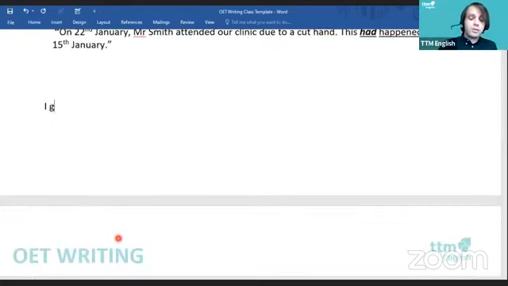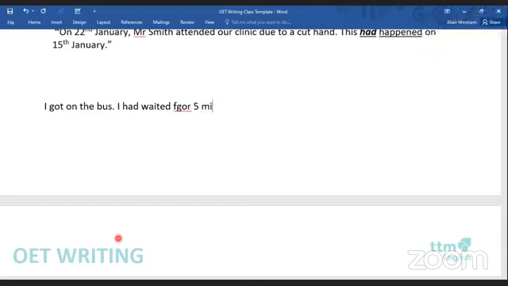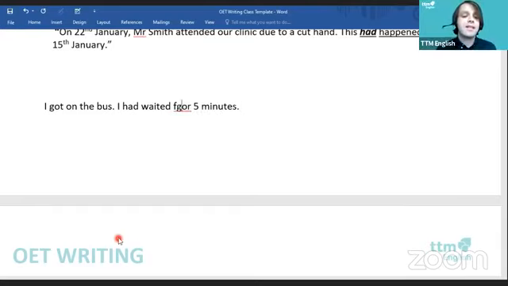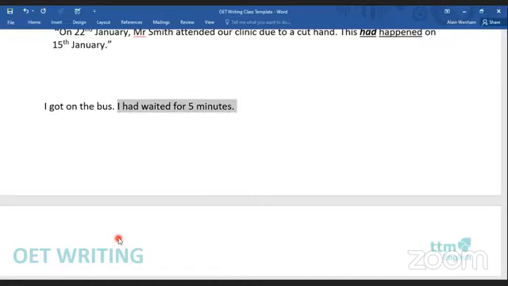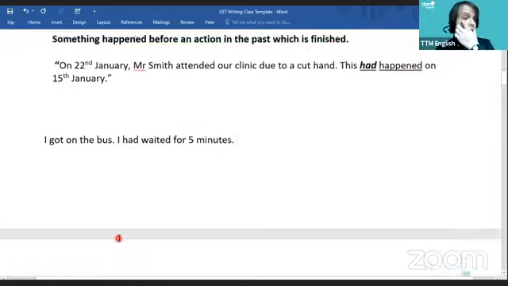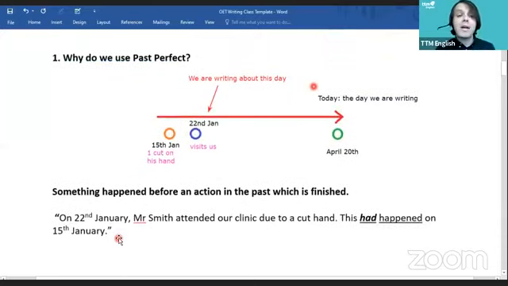I got on the bus. I had waited for 5 minutes. So even though the second sentence is second, it's the first one that happened. The first event, right? And that's the whole idea behind past perfect. We're saying that something happened before a past event.